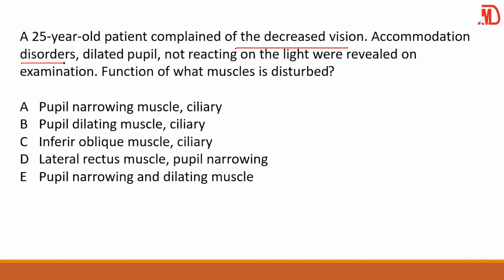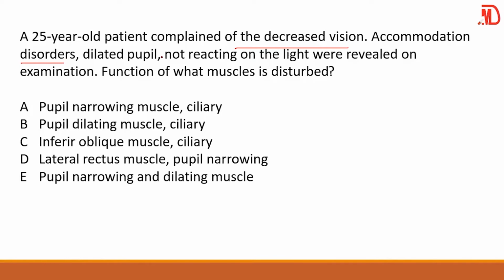The same phenomenon is happening here, but this person is having a disorder of that functionality. So that means that the muscles that help us to do that could be impaired, and those are called the ciliary muscles. Those are the muscles that are found inside the eye.